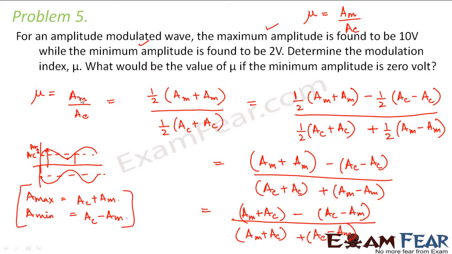And right now we want to establish a relationship of this modulation index with A max and A min. So now we can make use of this. Instead of AM plus AC, we can write it as A max. And instead of AC minus AM, we can write it as A minimum. So this can be written as A max minus A min divided by A max plus A min. So therefore, we established a relationship, that is modulation index is equal to A max minus A min divided by A max plus A min.